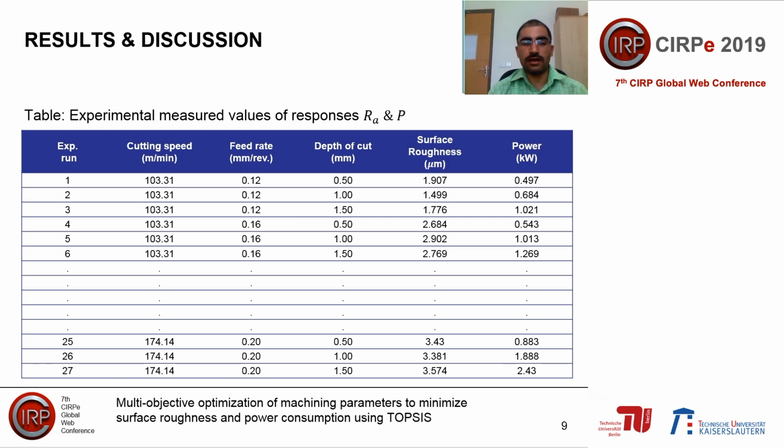A total of 27 experiments have been conducted, based on the L27 full orthogonal array, for different combinations of the cutting speed, feed rate, and depth of cut, and these are the respective surface roughness and power consumption readings.